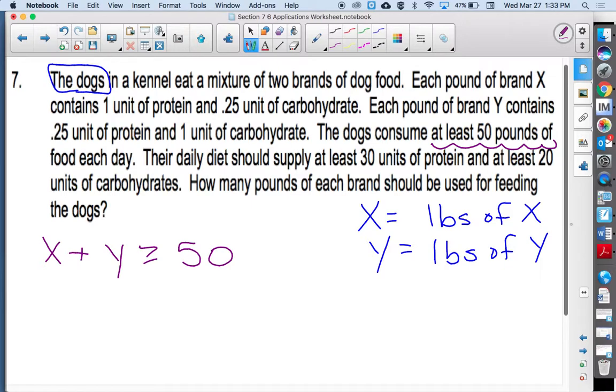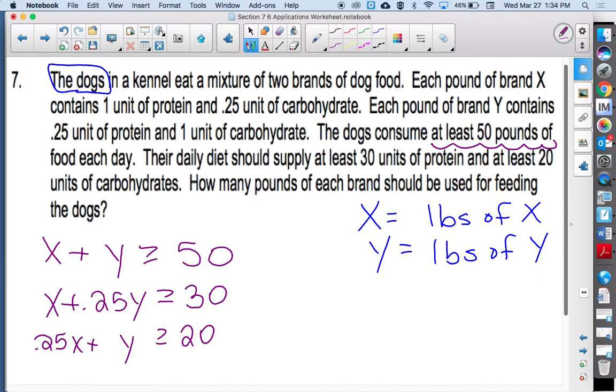Kate, how about the next one? I had X plus 0.25Y is greater than or equal to 30. So that's the protein. Yep. And then I had the carbs: 0.25X plus Y is greater than or equal to 20. And that was the carbs. Yeah. And then again, X and Y greater than or equal to 0.